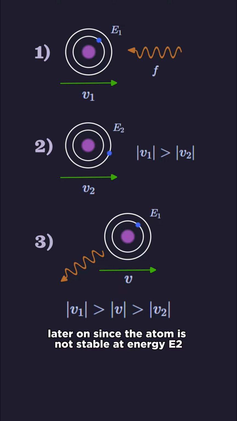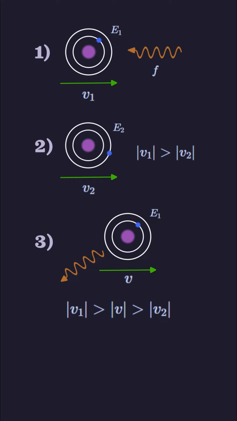Later on, since the atom is not stable at energy E2, the electron goes back to its initial state and spontaneous emission occurs, meaning that a photon is generated in a random direction. Therefore, the atom ends up with a velocity v, which is between v1 and v2.